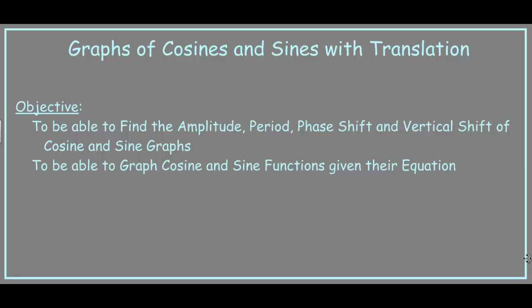Today we're going to look at graphs of cosines and sines with translations. Our objective is to be able to find the amplitude, period, phase shift, and vertical shift of cosine and sine graphs, and to be able to graph those given their equation.